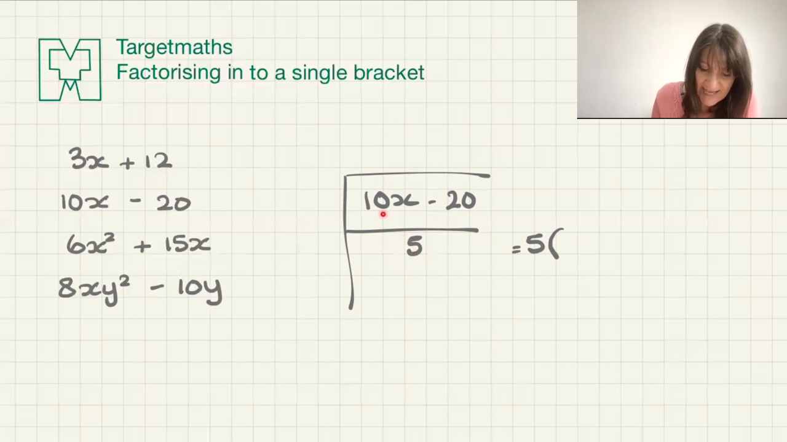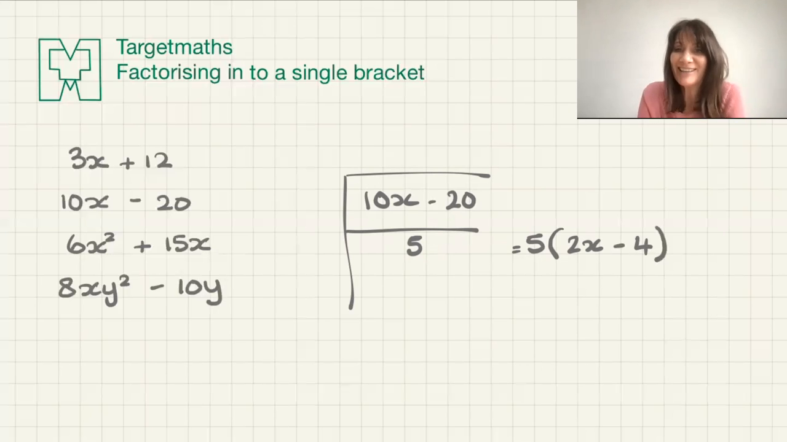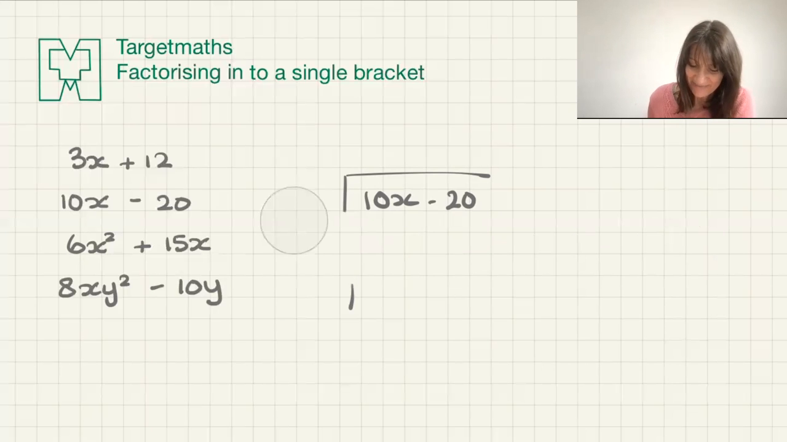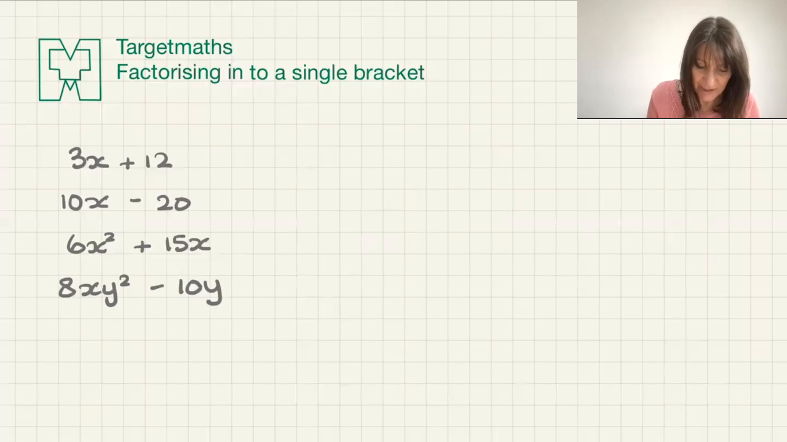How many 5s can I get into 10? 2, so I've got 2x. How many 5s can I get into 20? 4, and it's negative 20, so it's negative 4. Close the bracket, job done. All right, let's try the next question. Now, the next question is kind of taking us up a level because it's got this power in it.